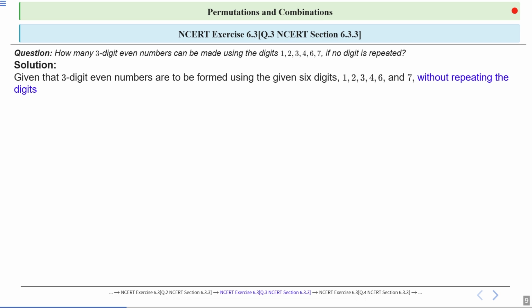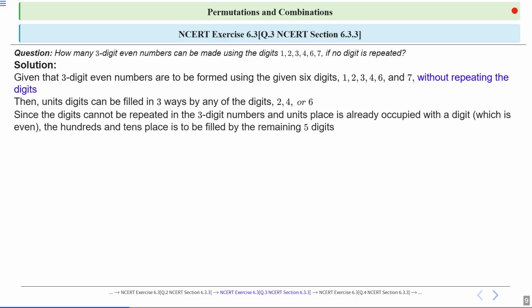Given that 3-digit even numbers are to be formed using the given 6 digits 1, 2, 3, 4, 6 and 7, without repeating the digits, the unit digit can be filled in 3 ways by any of the digits 2, 4 or 6, since the number must be even. The units digit can only be one of the even digits, that is 2, 4 or 6. This gives us 3 choices for the units digit.